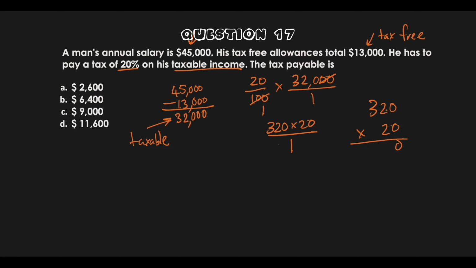So we'll get 0, 2 times 0, 0 times 3, 0. So we bring our 0 here. So 2 times 0 again, 0, 2 times 2, 4, 2 times 3, 6. We add those together, 6,400 would be the tax payable.